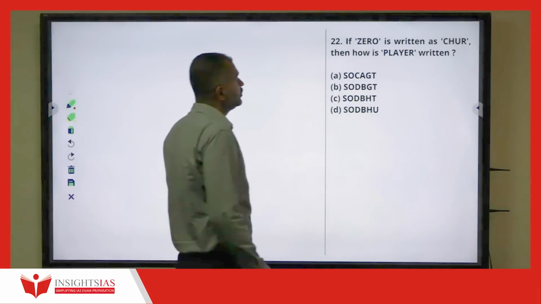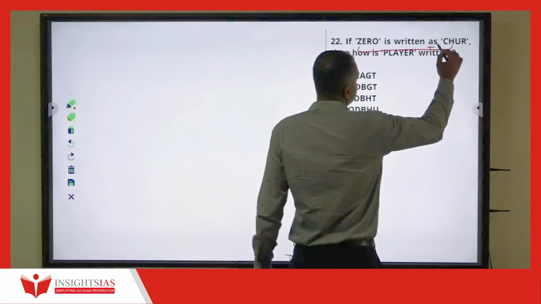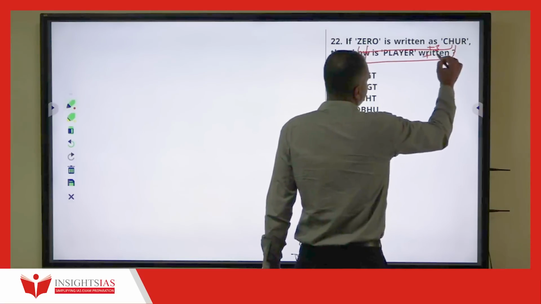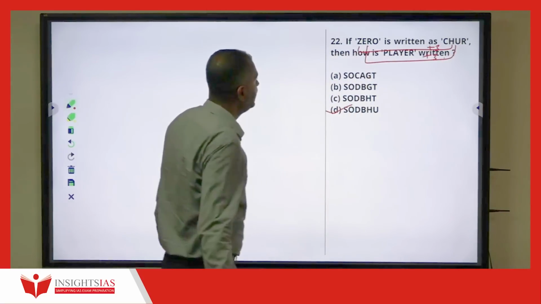0 is written as CHUR. See, this is plus 3, the code is plus 3 here. Plus 3, plus 3, plus 3. So the answer is D here. Okay, you can do this one.